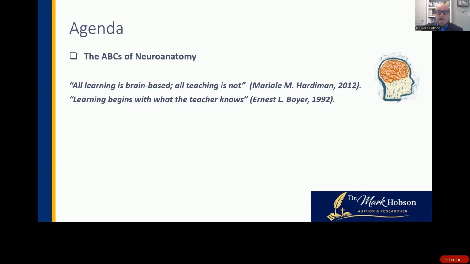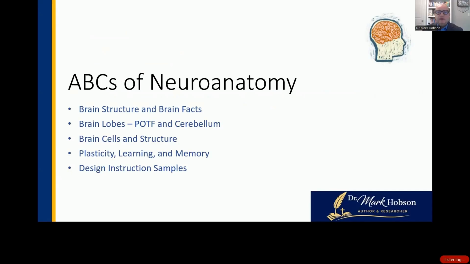Dr. Ernest L. Boyer was president of the Carnegie Foundation for the Advancement of Teaching. His quote of, "Learning begins with what the teacher knows," is our starting point, as I will share with you what I know based on the scholarship of great teachers who helped me learn. First, we will review the basics of brain anatomy and functions, and then review how this learning helps us teach and design courses.